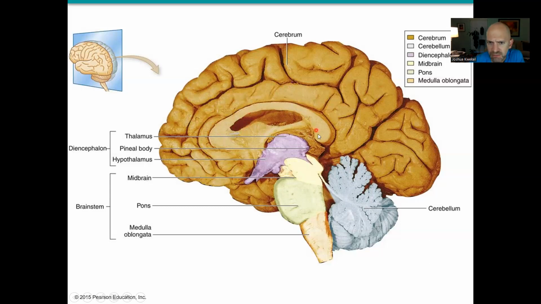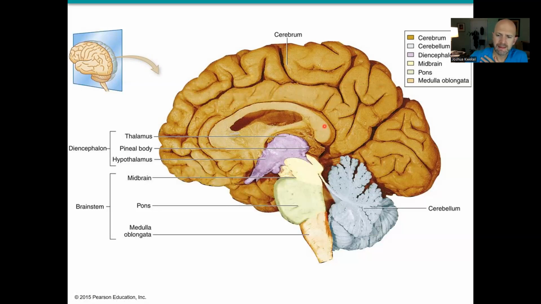This C-shaped structure is very important. It's called the corpus callosum. It is the connection point between the right and the left hemisphere in the cerebrum. So whenever you see this structure, you'll know that you're looking at a sagittal section.